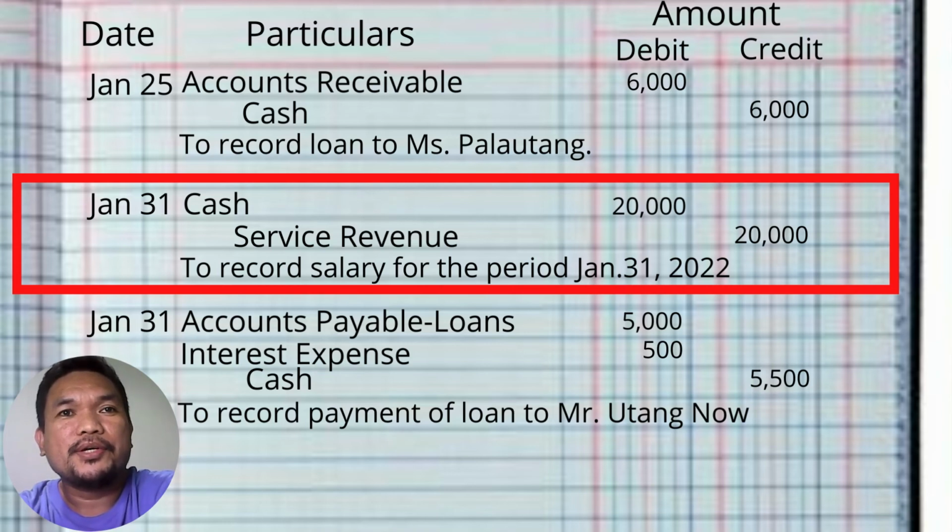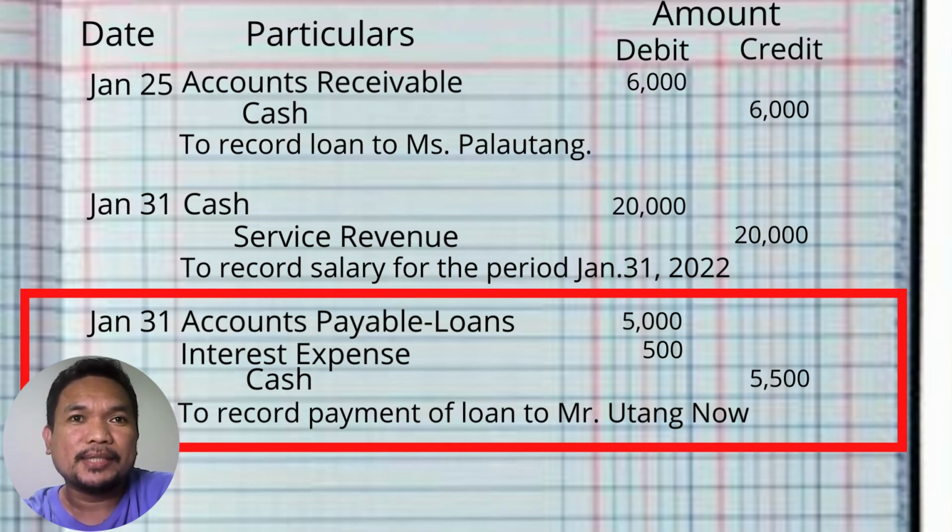Okay, so January 31, party. Okay. So, payday for January 31. So, you debit cash, 20,000, and then again, service revenue for 20,000. And to record salary for the period January 31, 2022.